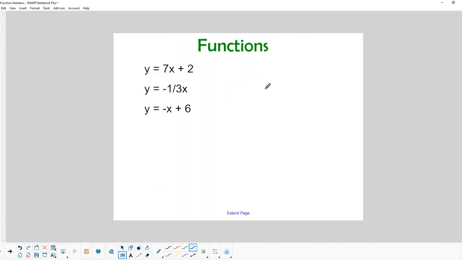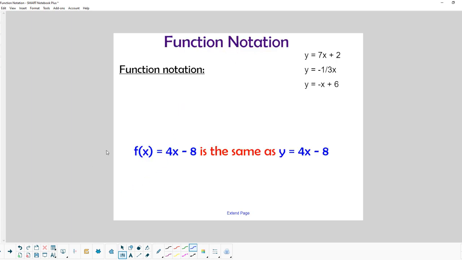All right, so today we're looking at some different functions. We've got y equals 7x plus 2, or y equals negative 1/3 x, y equals negative 1x plus 6. So function notation is just another way of writing the same thing, but because this is a function of x, we sometimes like to write it like this. f of x equals 4x minus 8. It's the same thing as y equals 4x minus 8 as well.